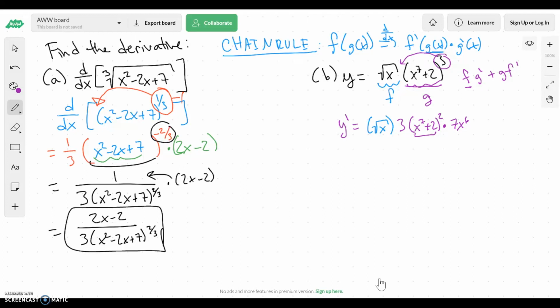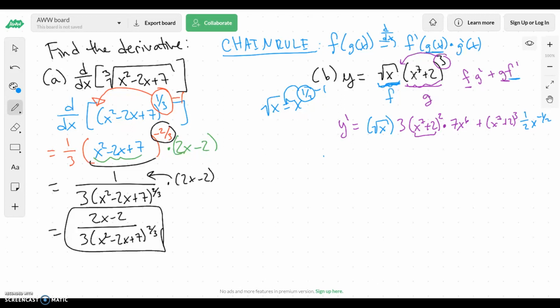Now what we're going to do is add this to g. Well, g, we're not going to do anything to it: x to the 7th plus 2, to the power of 3. And then I'm going to multiply it by the derivative of the first. The first is just square root of x, which I can convert to x to the 1/2. Move this to the front and then subtract 1. This is just going to be 1/2 x to the power of negative 1/2.